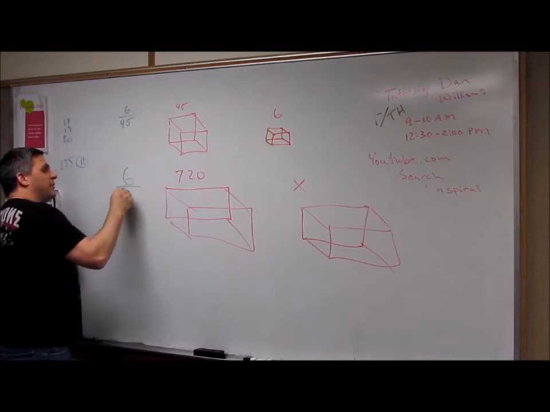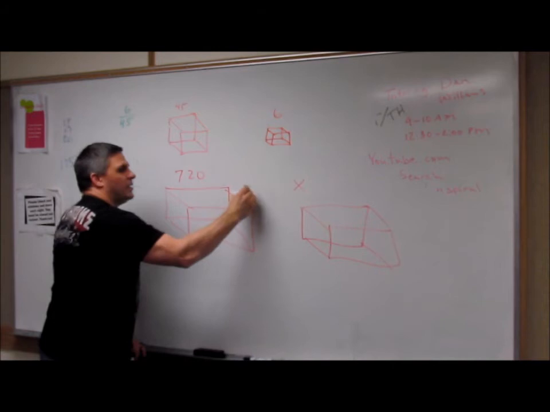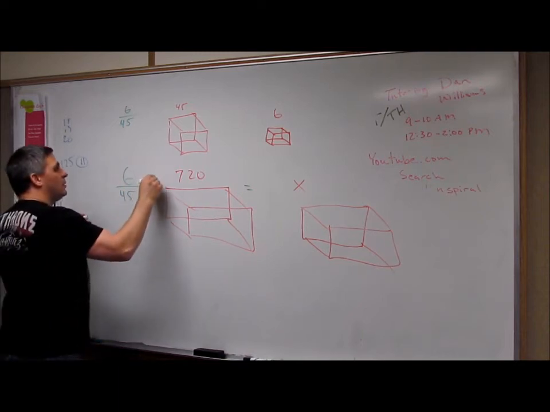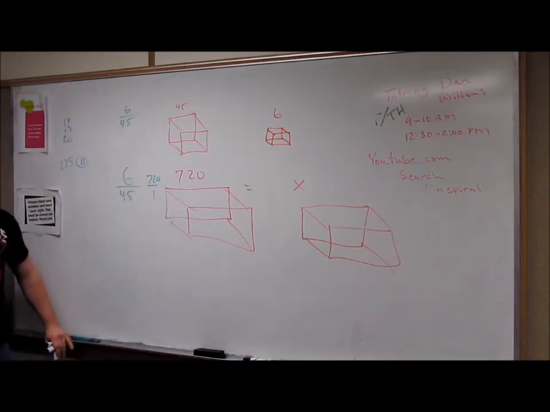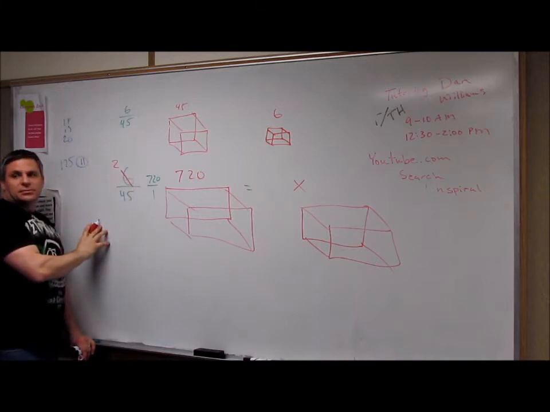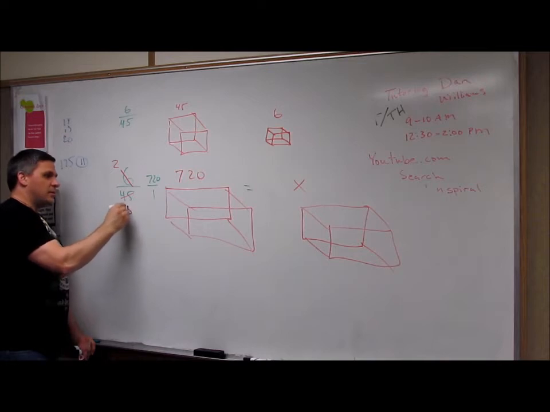6 over 45 times 720 is x. So now break it down. Well, does 6 go into 45? Okay, so 3 goes into it twice. 3 goes into 45 15 times? Yes.